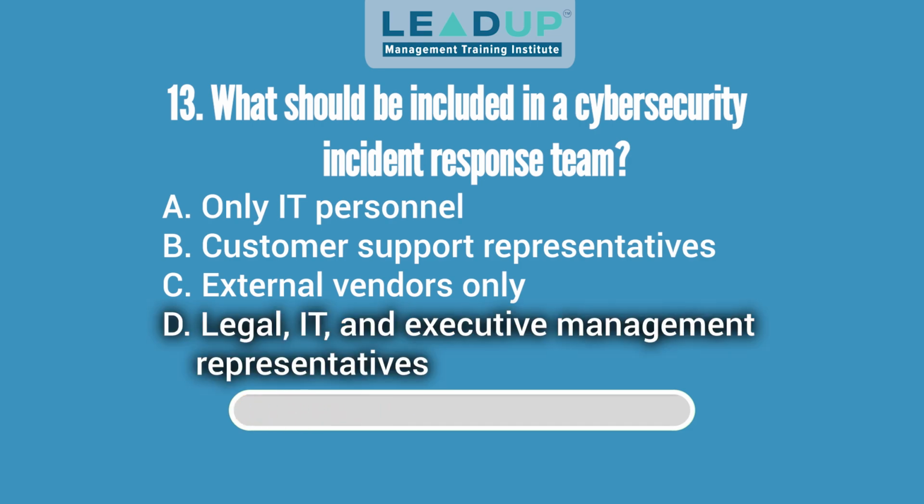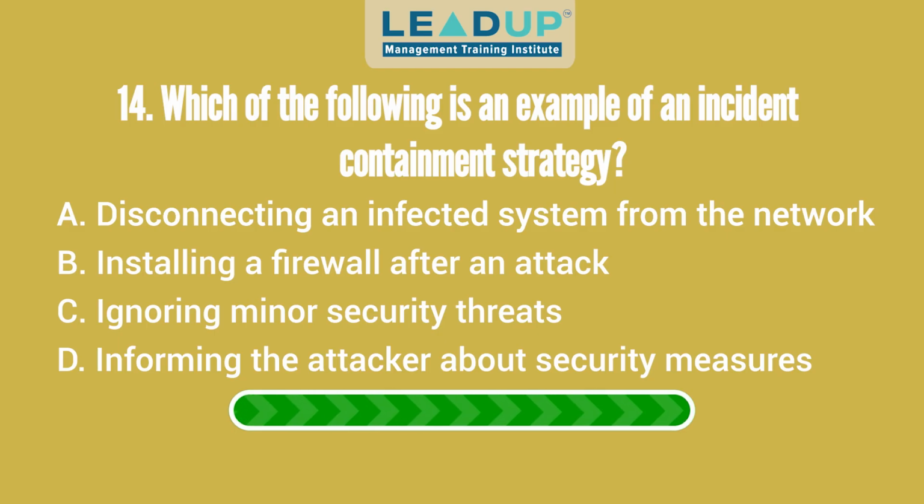Answer: legal, IT, and executive management representatives. Question 14. Which of the following is an example of an incident containment strategy? A. Disconnecting an infected system from the network. B. Installing a firewall after an attack. C. Ignoring minor security threats. And D. Informing the attacker about security measures.